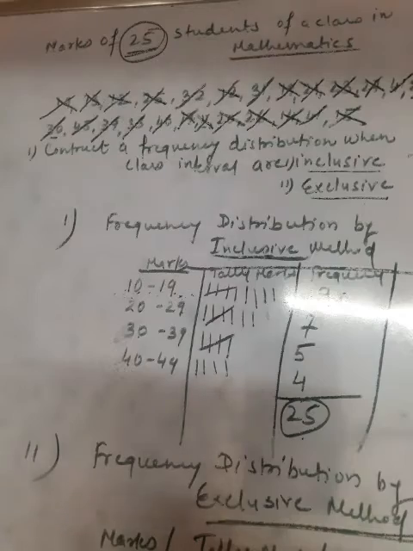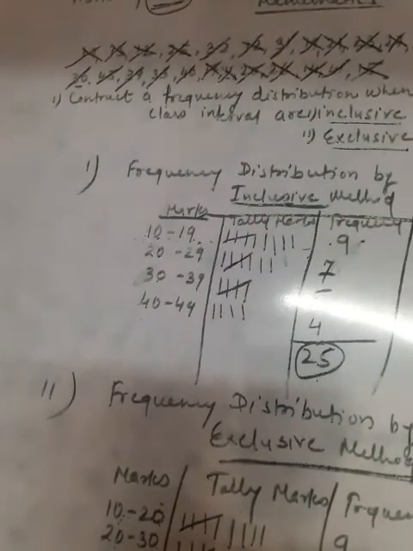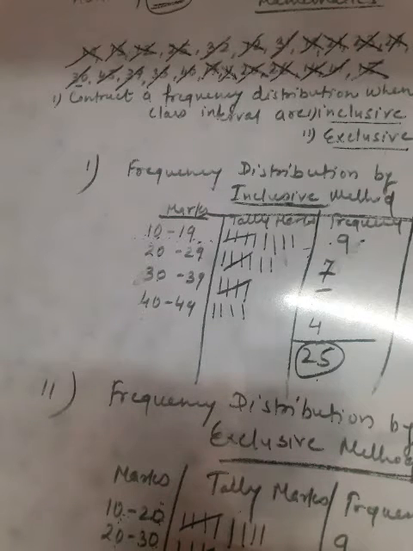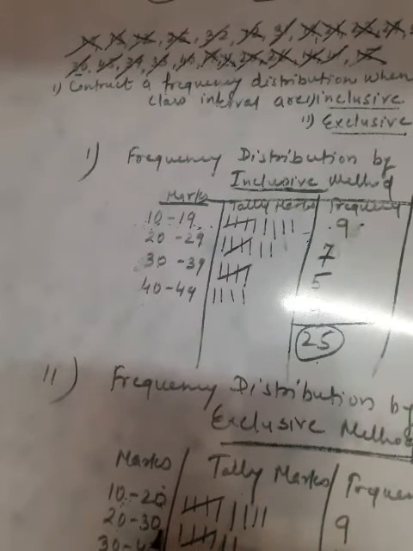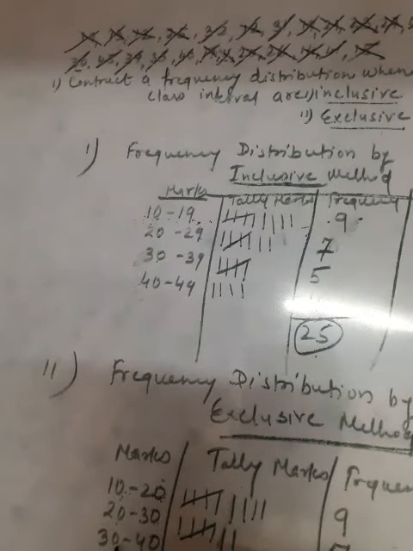Now 30 to 40 likewise. Next one is 30 to 40. 30 is not counted in this class. Now 30 will be counted in the next successive class. Okay, now I will make tally marks of 30 to 40.